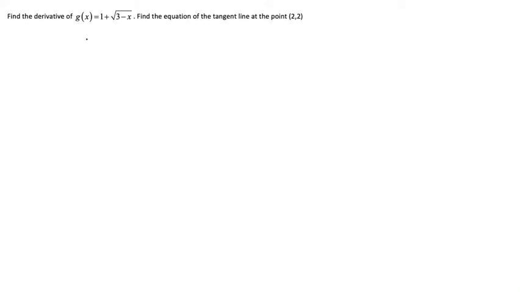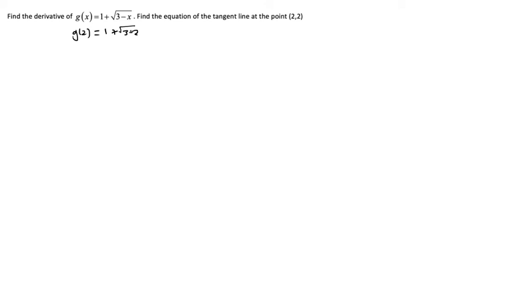Find the derivative of g of x equals 1 plus radical 3 minus x. We want to also find the equation of the tangent line at the point (2, 2). All right, so first things first, when you plug in 2 into this equation, when we find g of 2, we get 1 plus radical 3 minus 2.